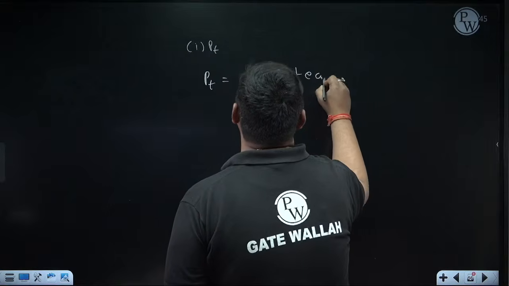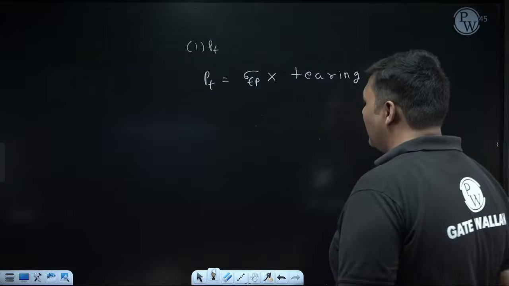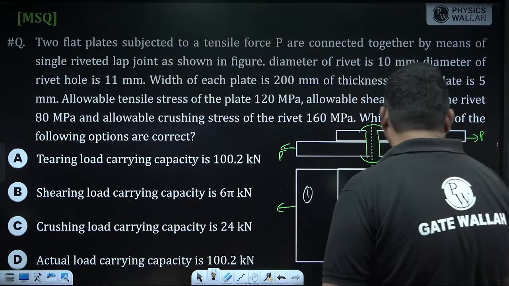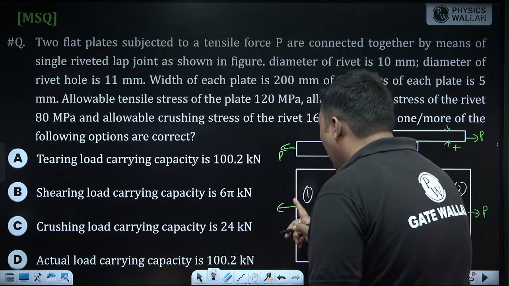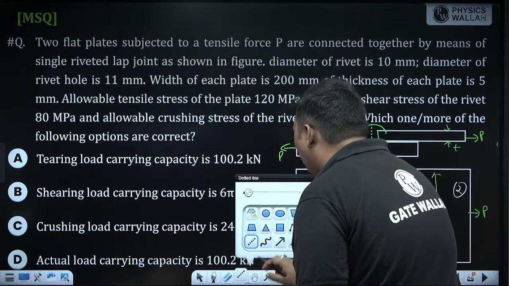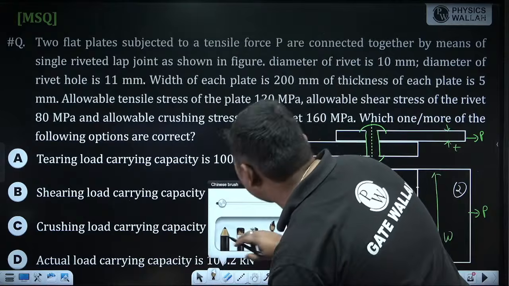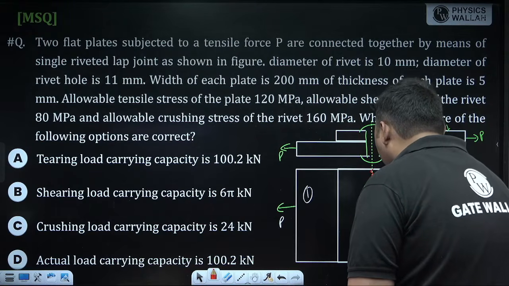and we will multiply this with the tearing area. Now, what is the method to calculate tearing area? That is very important. Consider any plate. If the width and thickness of both plates are the same, you can consider any plate. Suppose I am considering plate 1. See which row is nearest to load P of plate 1. This row. In this row, the plate is tearing.